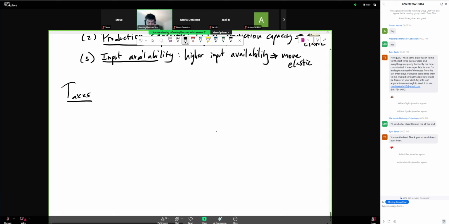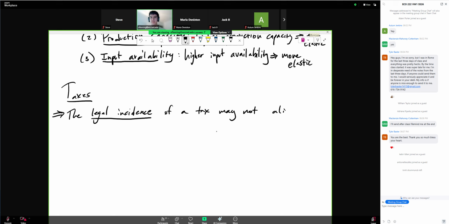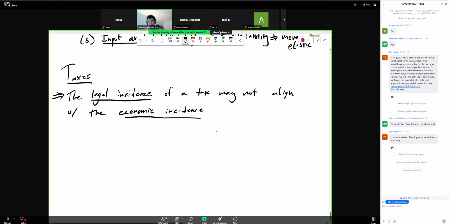Here's the thing about taxes: in economics, when we talk about taxes, there is a difference between what we call legal tax incidence and what we call economic tax incidence. The legal incidence of a tax may not align with the economic incidence. Okay, this sentence means absolutely nothing to you because you don't know what I mean by legal and economic incidence. So legal incidence refers to who pays the government.